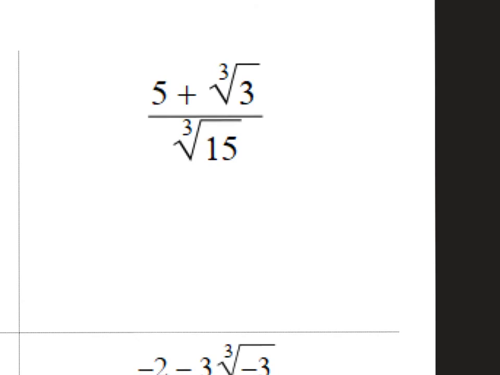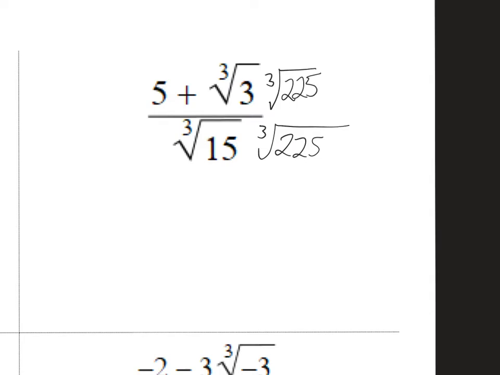Okay, so for this one, it's a little bit different because it's a cube root instead of a square root. So in order to do a cube root, we have to do 15 squared. What is 15 times 15? It is 225. So I'm going to multiply both of these by the cube root of 225.